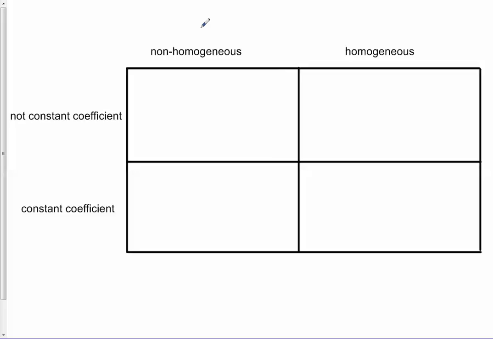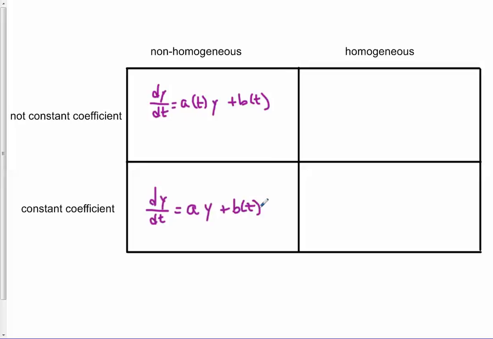Let's make a little table. So the general differential equation, linear, is dy dt equals a of t y plus b of t. And that is not constant coefficient, and it is non-homogeneous. Constant coefficient, as we just said, but still non-homogeneous, would just mean that the a is a number, doesn't have a t involved. Now the homogeneous versions, I'm just going to rewrite them, but without the b of t. So dy dt equals a of t y, right?